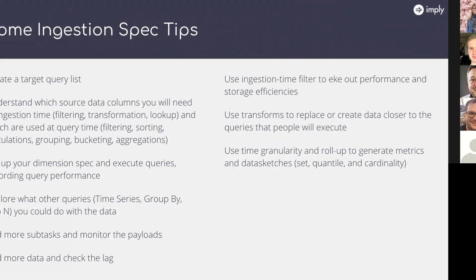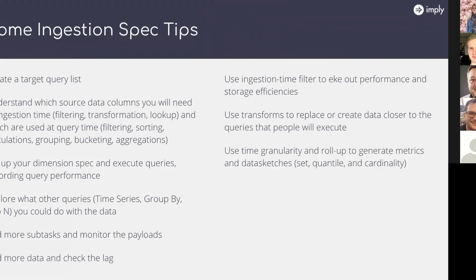So on the left-hand side is just the kind of process that I used to go through. I used to work out what my target query list, what my top 10 queries are that I wanted to design for. I used to look at the source data columns and work out which ones I want to use at ingestion time for something like filtering or lookups or transformations. And then which ones in my query were going to be used for filtering, for sorting, calculations, for group-bys, for bucketing, for aggregations.